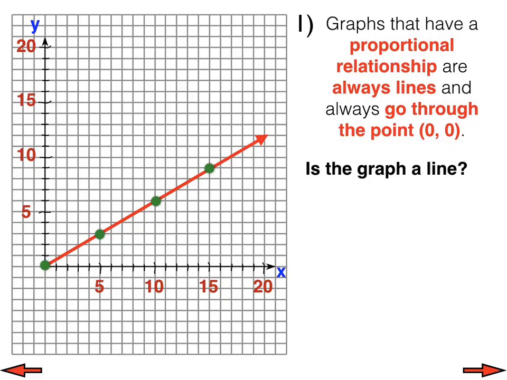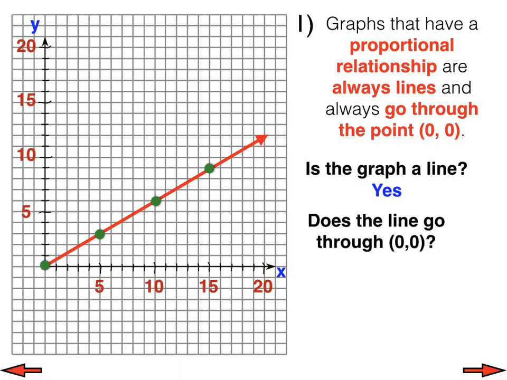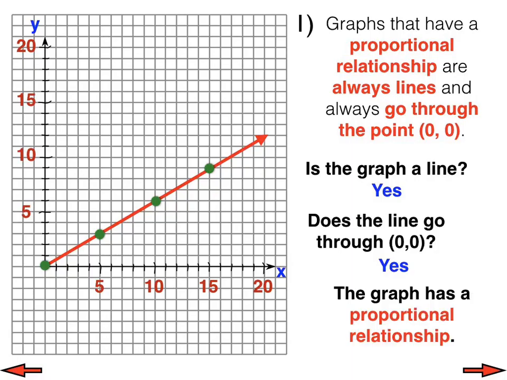this point. So let me ask you, is this graph a line? It's not a trick question. Is it a line? Yes or no? Yes. Is it going through 0, 0, which is this corner right here? Yes. So that means this graph has a proportional relationship. Pretty easy? Straightforward, right?